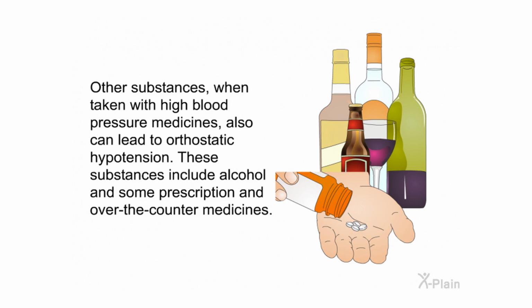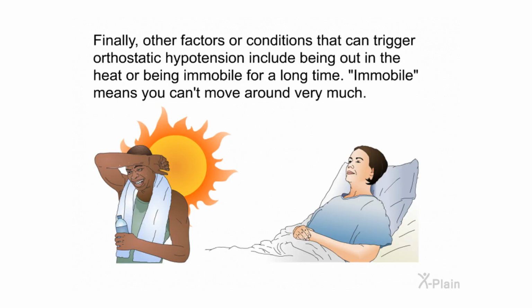Other substances, when taken with high blood pressure medicines, also can lead to orthostatic hypotension. These substances include alcohol and some prescription and over-the-counter medicines. Finally, other factors or conditions that can trigger orthostatic hypotension include being out in the heat or being immobile for a long time. Immobile means you can't move around very much.